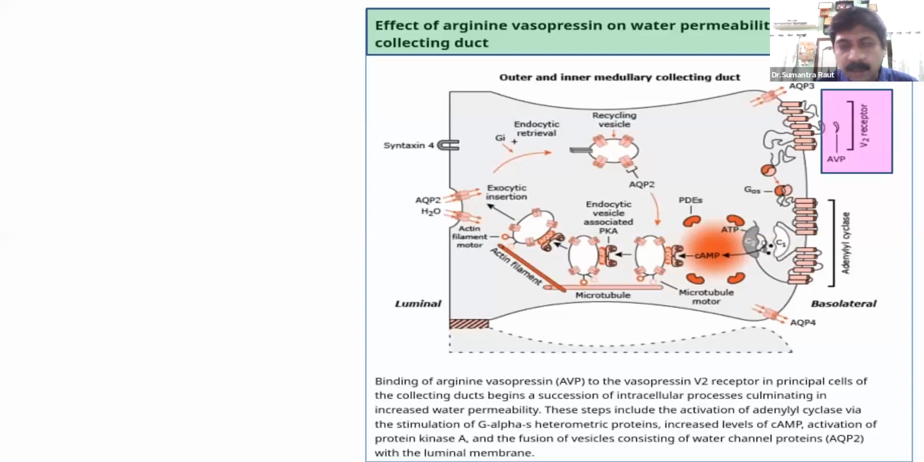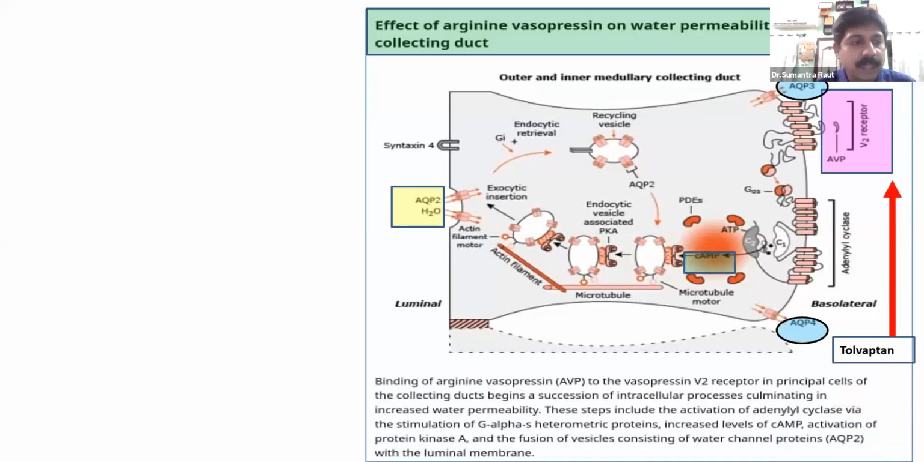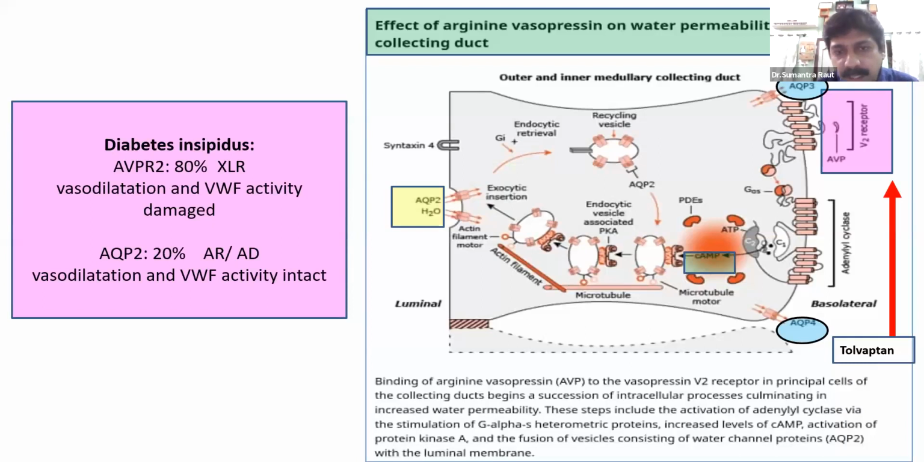That can be due to either V2 receptor defects, which are more common and are X-linked recessive, or aquaporin defects, which are a little less common. They are usually autosomal recessive, and 20% of the patients have such defects. A little difference between the two is that as the V2 receptors are defective, the water reabsorption is defective first. Also, whenever we give a vasopressin challenge to this patient, the vasoconstriction action of the vasopressin will not be exhibited due to the V2 defect.